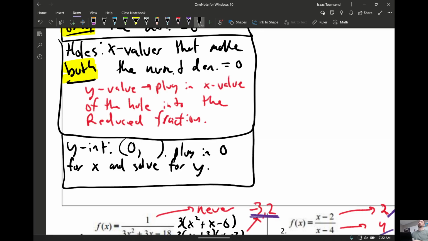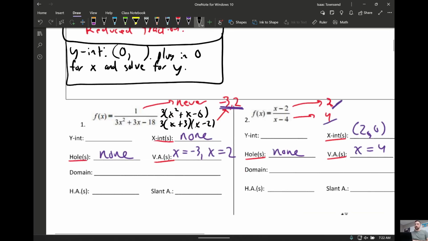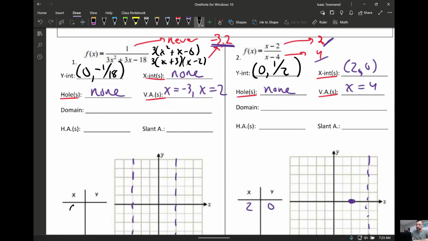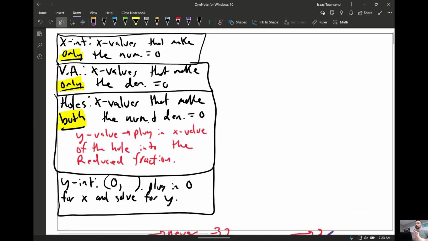Okay, and then let's go ahead and do that for questions 1 and 2. So if I plug in 0 for x on question 1, I get 1 over 0 plus 0 minus 18. So that would be negative 1/18. Very easy to compute even without a calculator. And then question 2, plug in 0 for x, we get negative 2 over negative 4, which reduces to 1 half. So for both of these questions, we now have a new point. We should go ahead and add those to our graph. All right. And then back up to the notes.